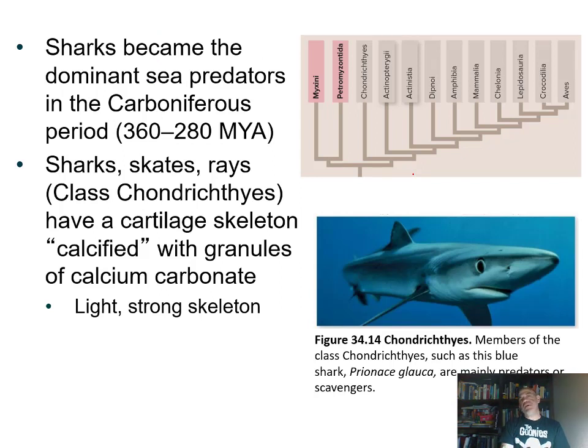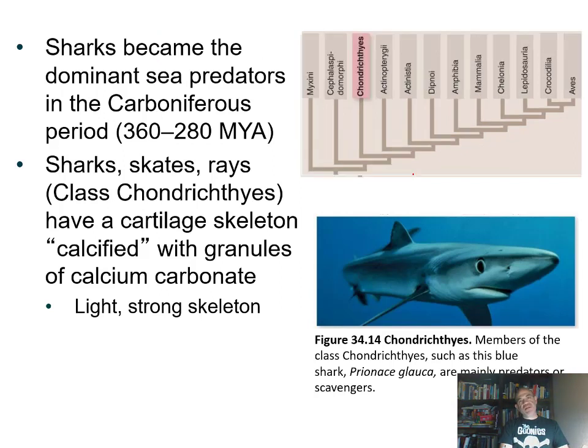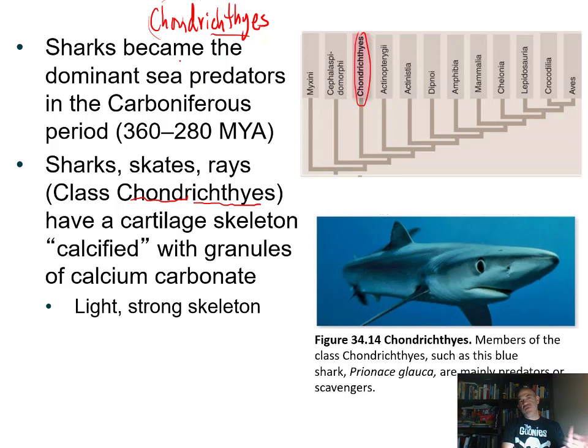So sharks, after they began to evolve, today we call them chondrichthyes. Chondros, the name is chondrichthyes. And ichthyos means fish in Greek, and chondros means cartilage. So literally translated, cartilaginous fish. So there's the name, chondros means cartilage, ichthyos means fish. So the sharks were dominant sea predators by the time of the Carboniferous.